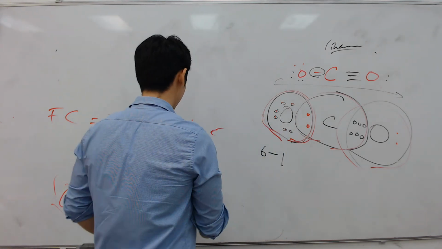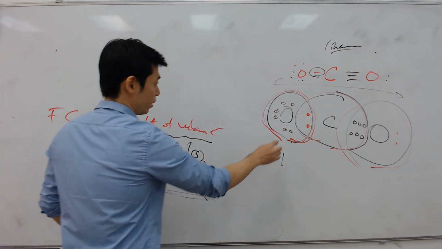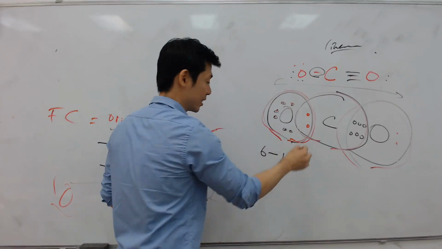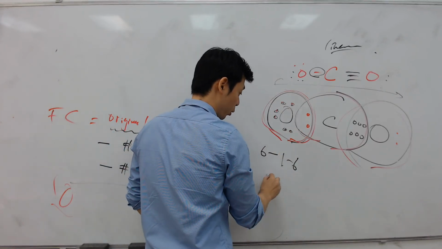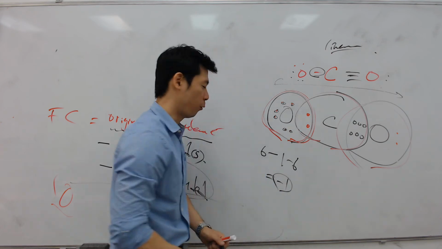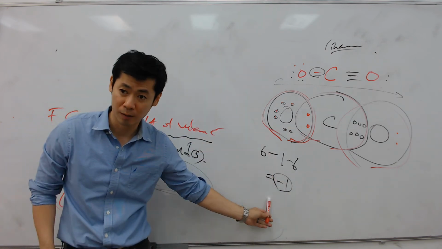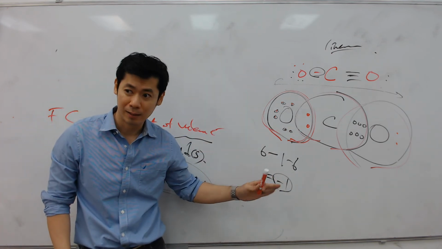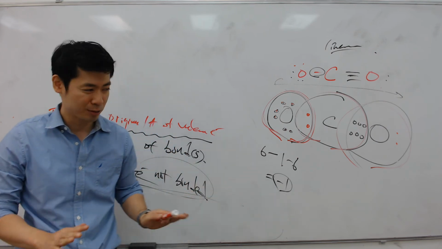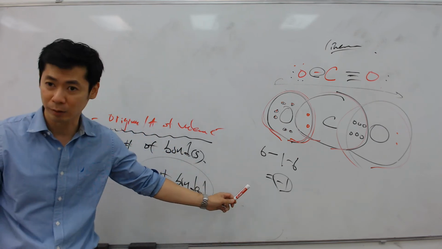How many electrons are there that are not bonded? 1, 2, 3, 4, 5, 6. Minus 6. What's the formal charge, guys? Minus 1. The formal charge of this oxygen is minus 1. Is it happy, guys? It's like one foot in, one foot out. I don't like it, okay?